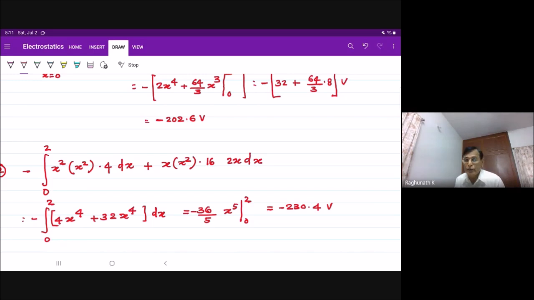So the potential difference VBA along one path is minus 202.6. Along the other path it is minus 230.4, which says that the field is not conservative. Just a mathematically defined field it is.